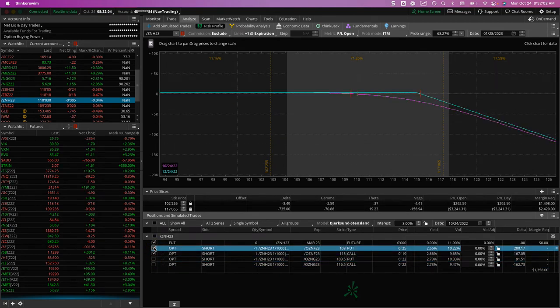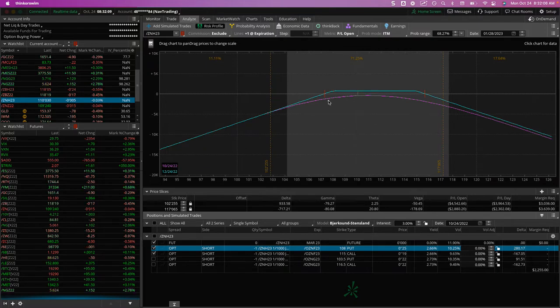Then we've got this one. This one's still in good shape as well. We've rolled up the puts on that, rolled down the calls on that. Still fairly centered on that one. And then this is the one that we need to take off.